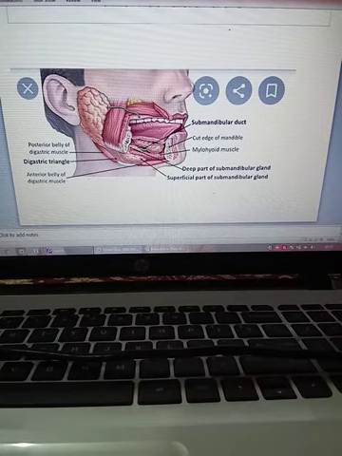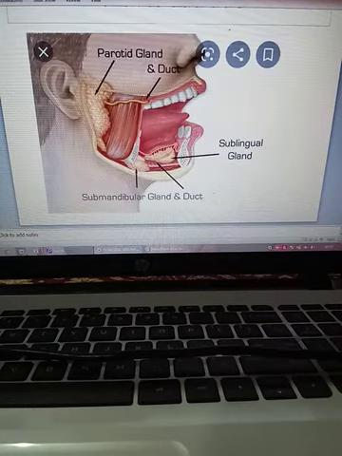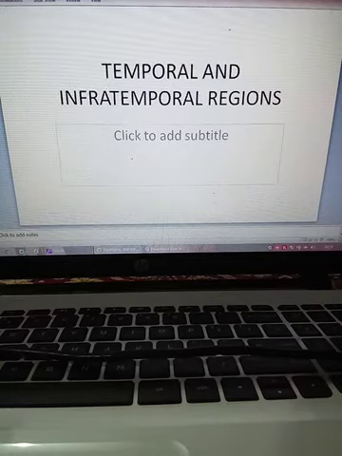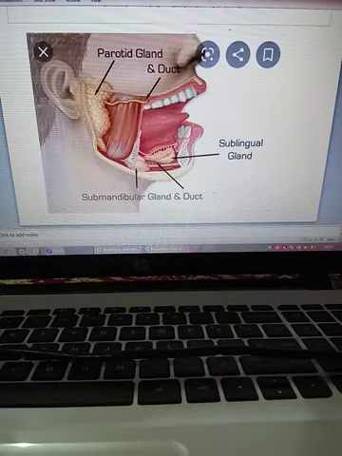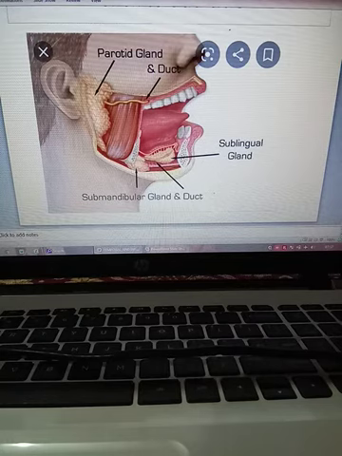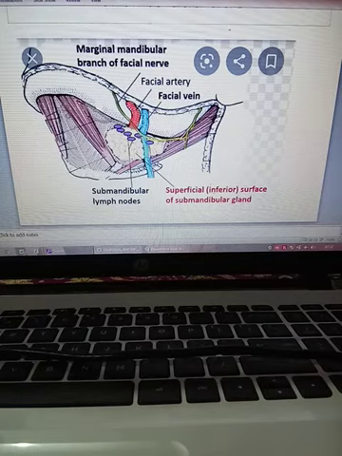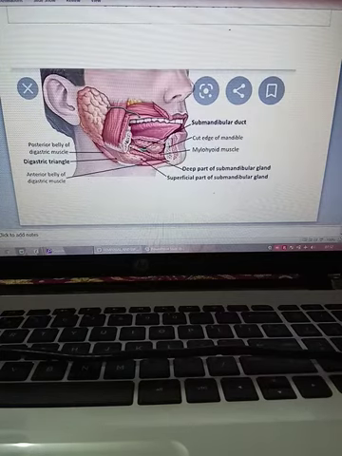After that, one minute. So this is your submandibular gland. This submandibular gland has certain parts.